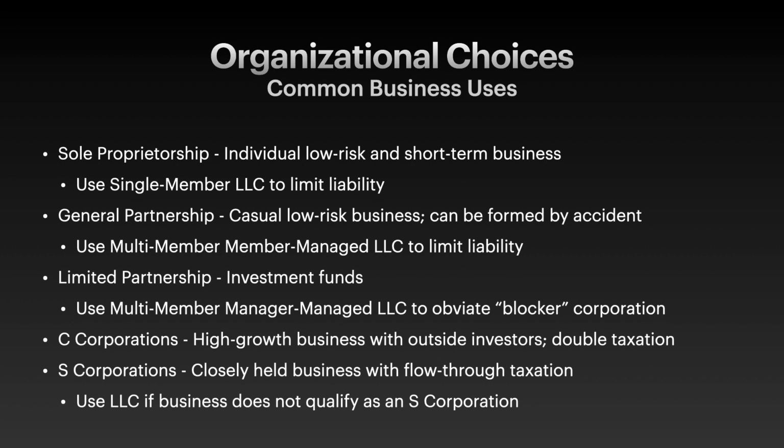Next, we have general partnerships. These are also useful in a small, short-term, low-risk context, and the thing to know about them is they can be formed by accident. Anytime two people carry on for profit a business, they have in fact created a partnership, and now they are jointly and severally liable for the business and to each other. Whoa, even more liability. So what do we want to do about this liability? We want to limit it. How do we limit liability? We choose an entity with limited liability. The most common choice here would probably be a multi-member, member-managed limited liability company. Next, we have the classic limited partnership, which is a form used almost exclusively for investment funds.